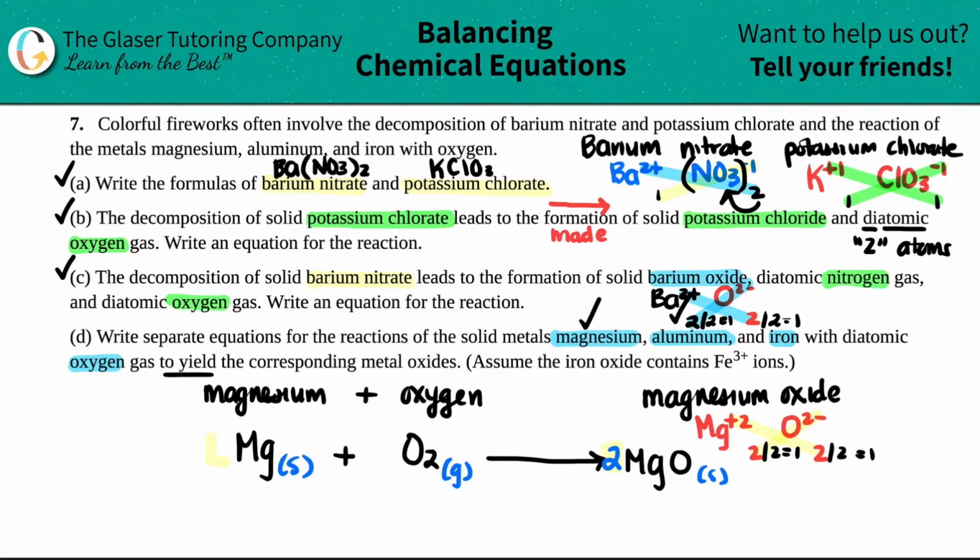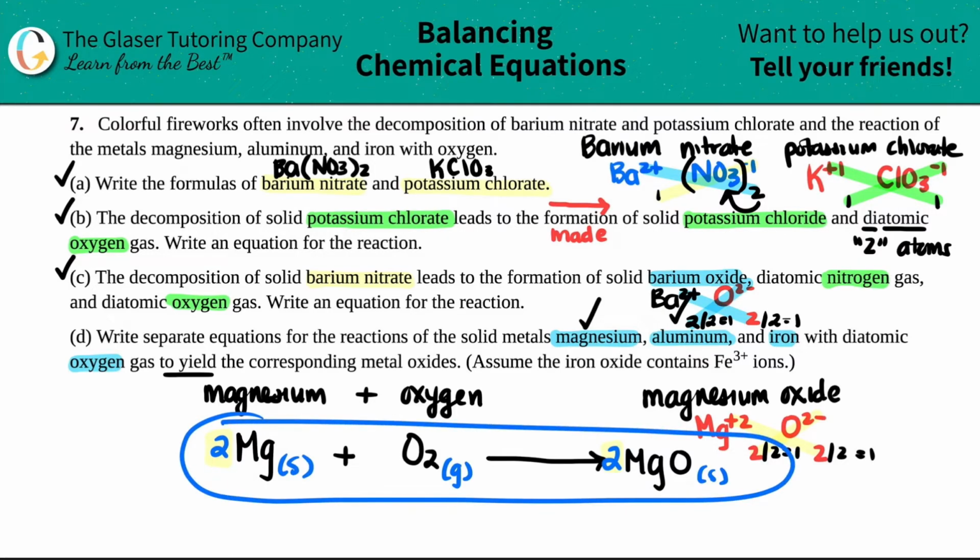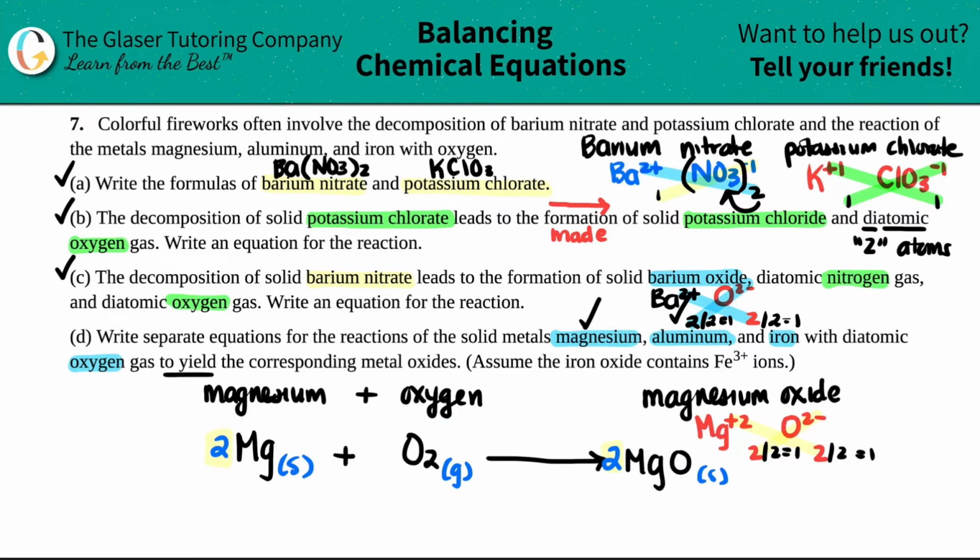And I only have 1 here, right? So what number am I going to put in front? Oh, a 2. And now this one is balanced. So this is the first equation, the magnesium and the oxygen one.